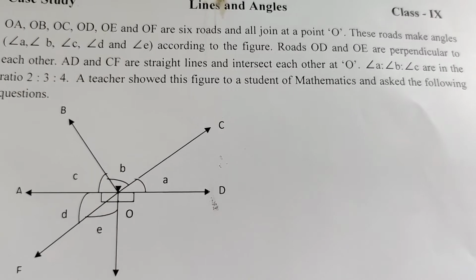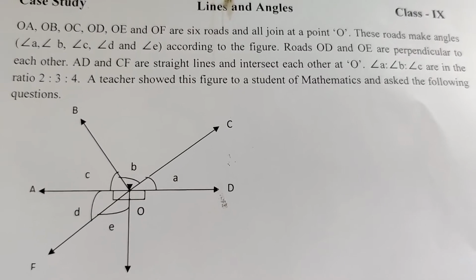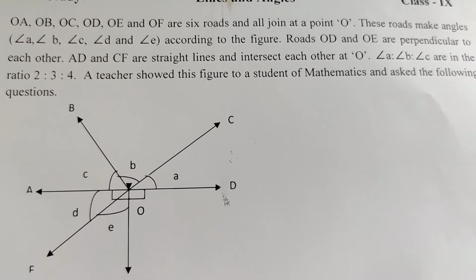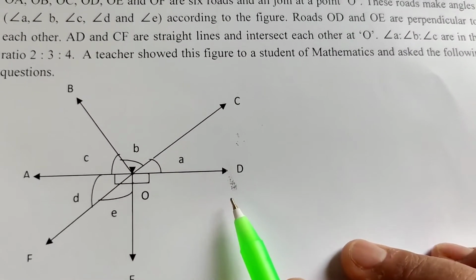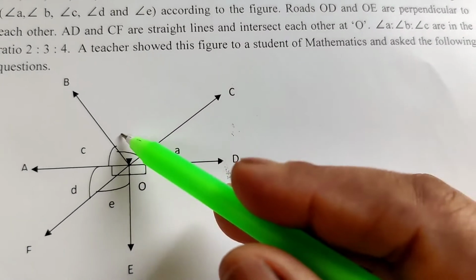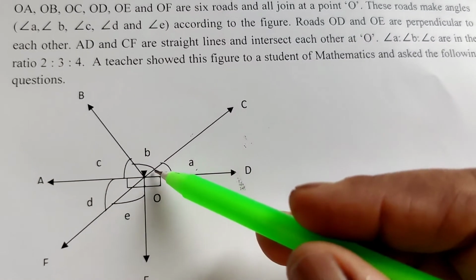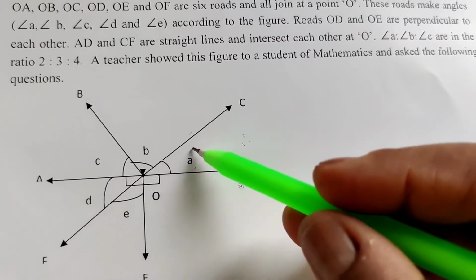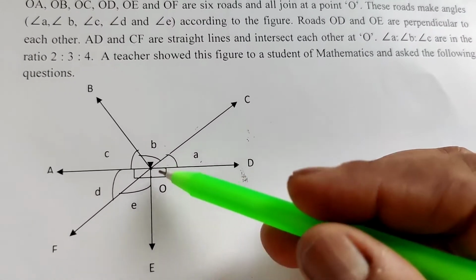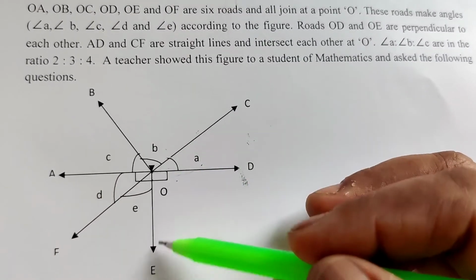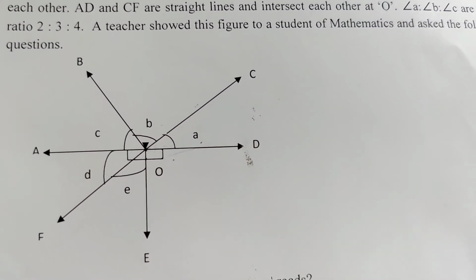Angles A, B and C are in the ratio 2:3:4. A teacher showed this figure to the students of mathematics and asked the following questions. See this figure: the roads OA, OB, OC, OD, OE and OF, 6 roads meeting at a point O, making angles A, B, C, D, E. OD and OE roads are perpendicular to each other. It means this angle is equal to 90 degrees. Okay. Now let's find the answers.